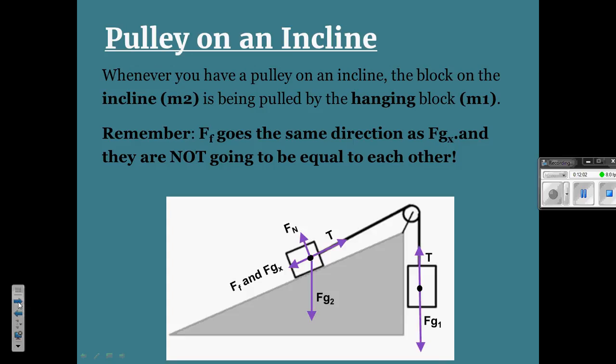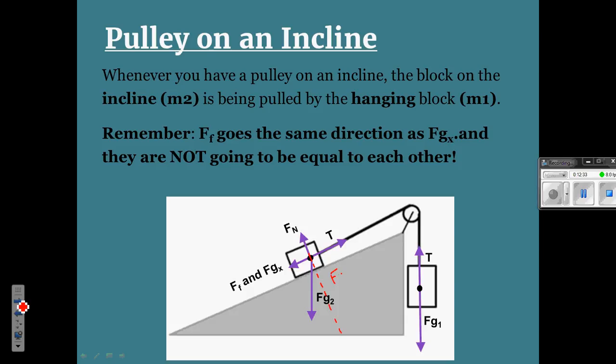So now we are going to look at pulleys on an incline. Whenever you have a pulley on an incline, the block on the incline is going to be our M2, and so the F_g on that one is going to be F_g2. It's our hanging block that's going to be our M1. Now remember that the F_g goes the same direction as the F_gx, and they are not going to be equal to each other.